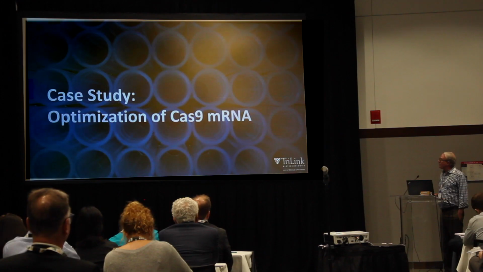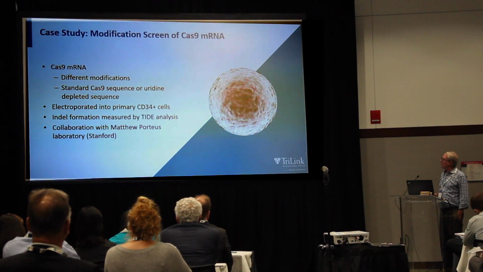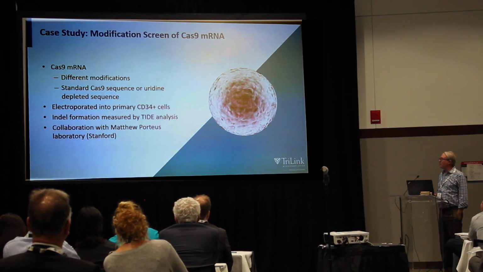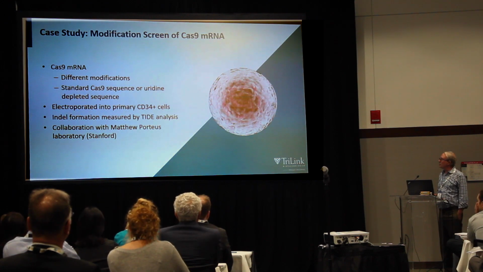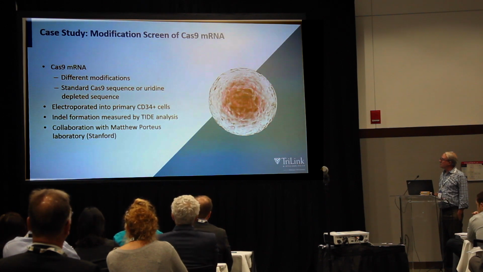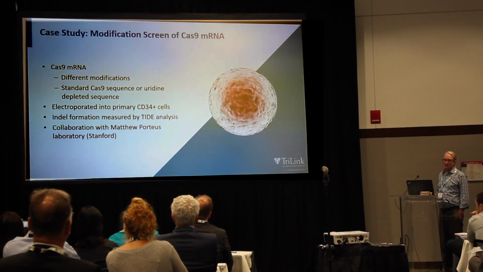All right, so next I want to give you a little case study that we did with Matt Porteous's lab at Stanford. Matt Porteous is one of the first people who did genome engineering experiments way back with David Baltimore using zinc finger nucleases. So we did a nice collaboration with him where we looked at Cas9 and put different modified bases into a standard Cas9 or a uridine-depleted Cas9 sequence. The standard Cas9 sequence we'd gotten from our collaborator Feng Zhang, and it's a sequence that many of you might be using. And then the uridine-depleted sequence, we removed as many uridines as we could.